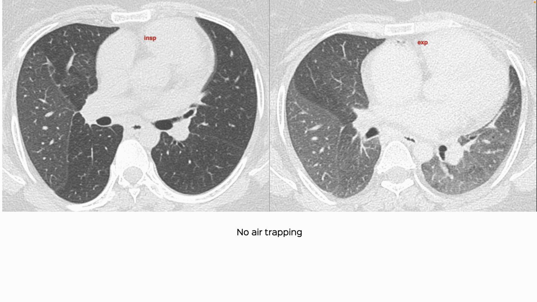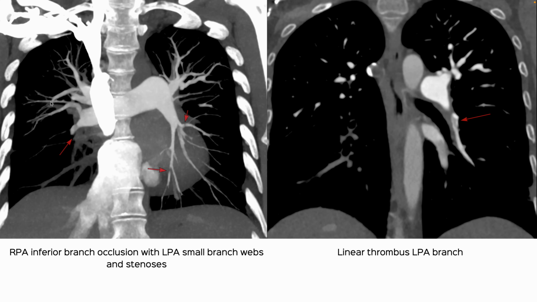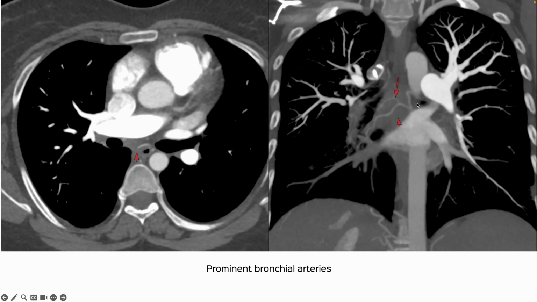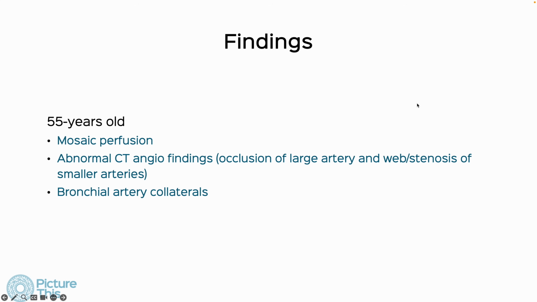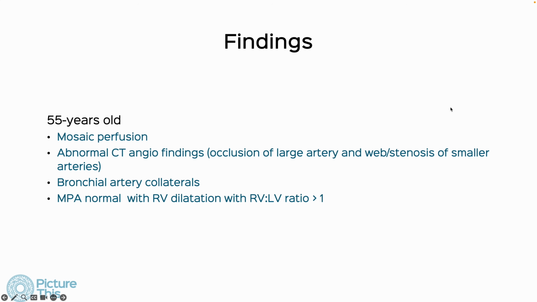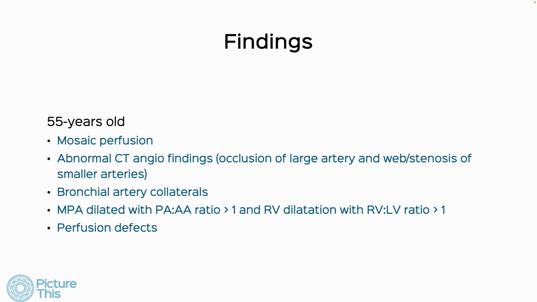So it's not small airways disease. Clearly, there's no interstitial lung disease. This is therefore mosaic perfusion. And we're coming to the diagnosis. Complete occlusion on the CTPA of the lower lobe branch of the RPA. There are webs, there are stenoses. We've got bronchial artery collaterals that are prominent. The MPA diameter is fine, but the RV is dilated. There's reflux into the IVC, so we've got all of that as well. And since we have a dual energy scanner, there are marked perfusion defects throughout the lungs, and that's added on here.